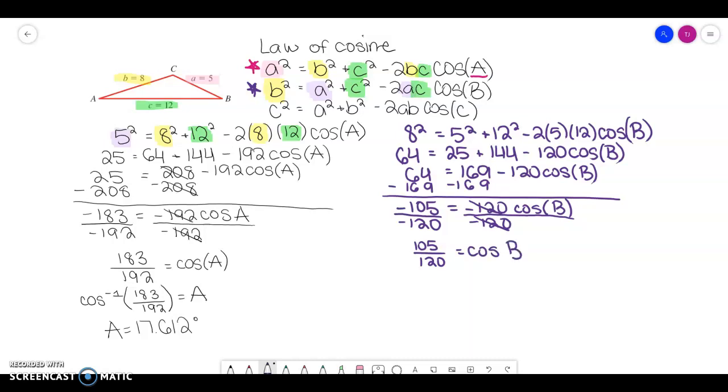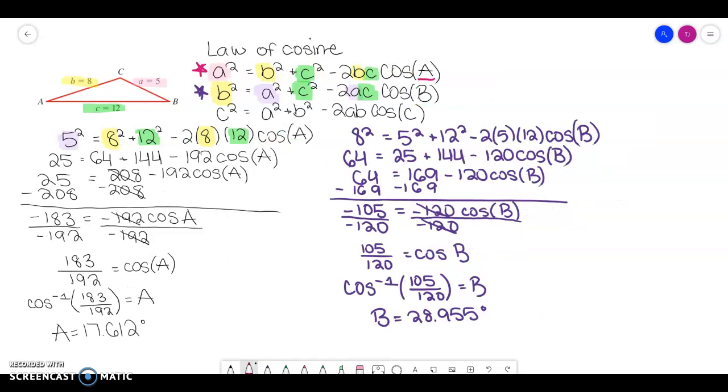All right, now to get my B, to get the angle, I'm going to inverse cosine. Inverse cosine of 105 over 120 equals angle B. Now we'll go to our calculator. We'll use the trig button, go to inverse cosine, type in that 105 over 120, and we should end up with B equals 28.955 degrees. There we go.